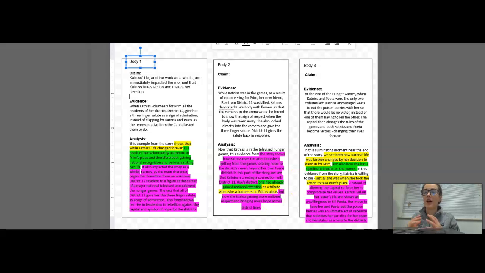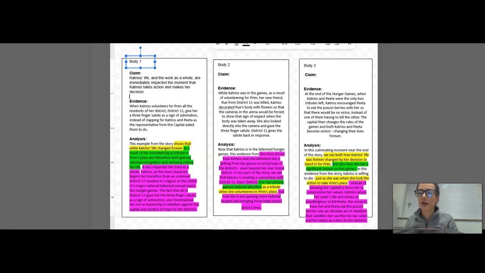So now let's look at body paragraph 2. My evidence here is that while Katniss was in the game, so again, the evidence is just talking about what's happening in the book. While Katniss was in the games as a result of volunteering for Prim, her new friend, Rue, from District 11 was killed. Katniss decorated Rue's body with flowers so that the cameras in the arenas would be forced to show that sign of respect when the body was taken away.